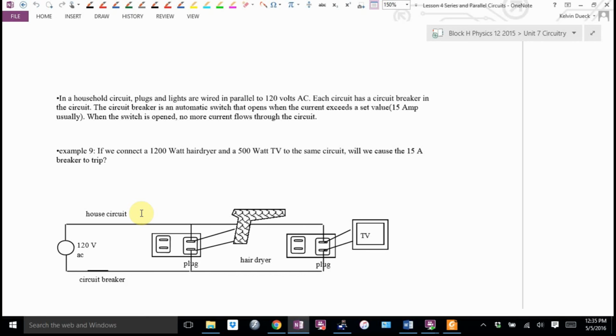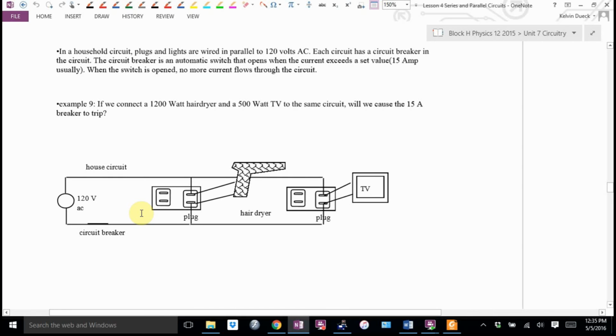So in a standard household circuit, plugs and lights are wired in parallel to 120 volts. There's our voltage source. Now it's alternating current, but we can still use Kirchhoff's laws. It's just downhill changes back and forth, but that's okay. Each circuit has a circuit breaker in the circuit. The circuit breaker is an automatic switch, and it's designed to flip open when the circuit exceeds a set value of current, usually 15 amps. And when the switch is open, for safety, no more current will flow. The circuit is broken.